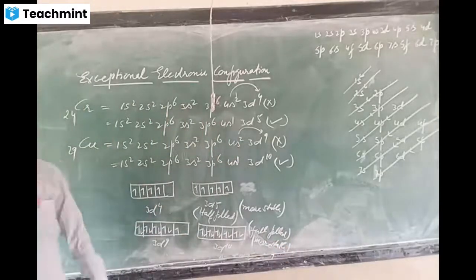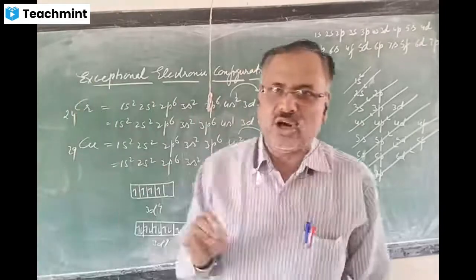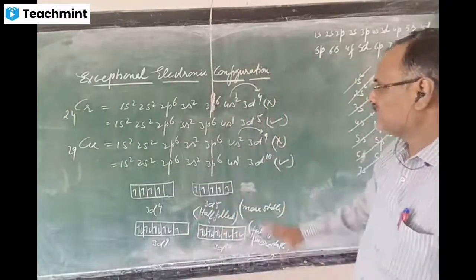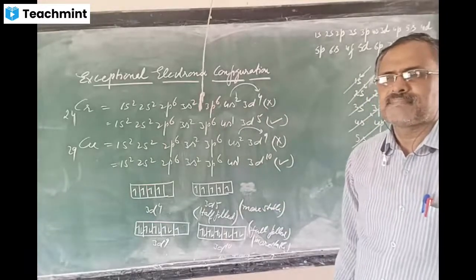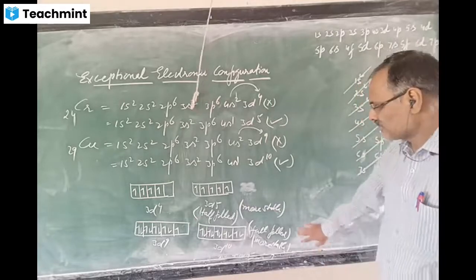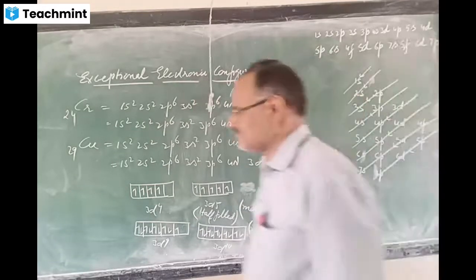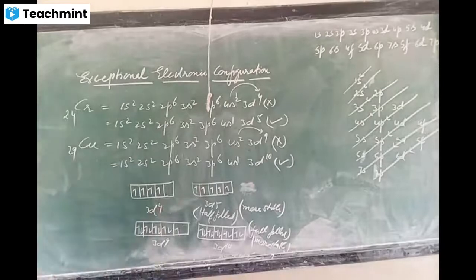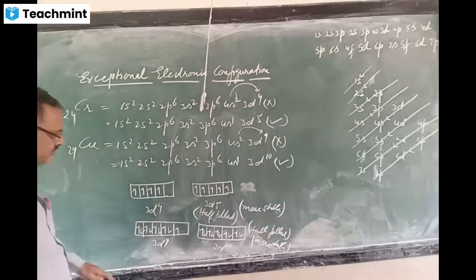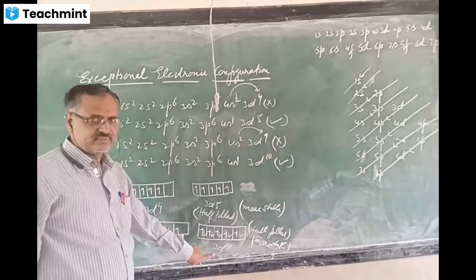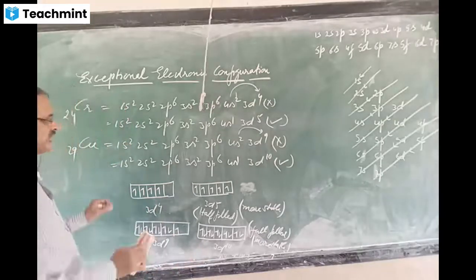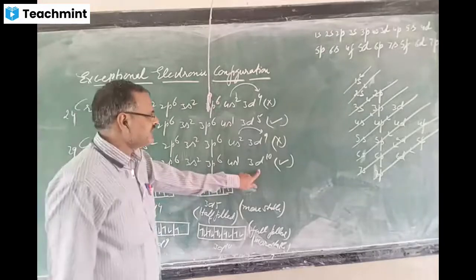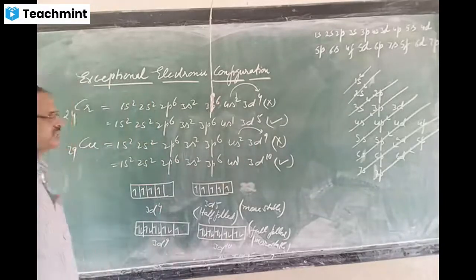Now we are going to discuss why fully filled and half-filled orbitals are more stable. Have you written this one? The downward one we have not written. Just note down: below it is 3d9 and 3d10. Now we are going to discuss why we are taking 3d10 and 3d5.